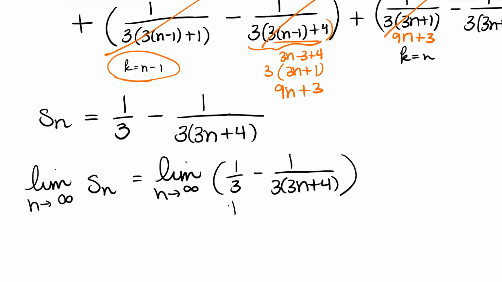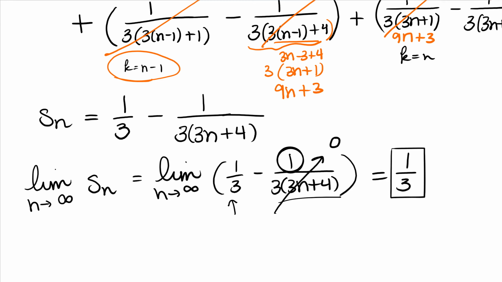What's happening to 1/3 as n goes to infinity? It's staying at 1/3. What's happening to this whole thing as n goes to infinity? Well, the top's staying at 1. The denominator is growing huge, so this guy is going to 0. So what do we know about this telescoping series? That it converges, and it converges to 1/3, or it is equal to 1/3. I have found that this series is 1/3.